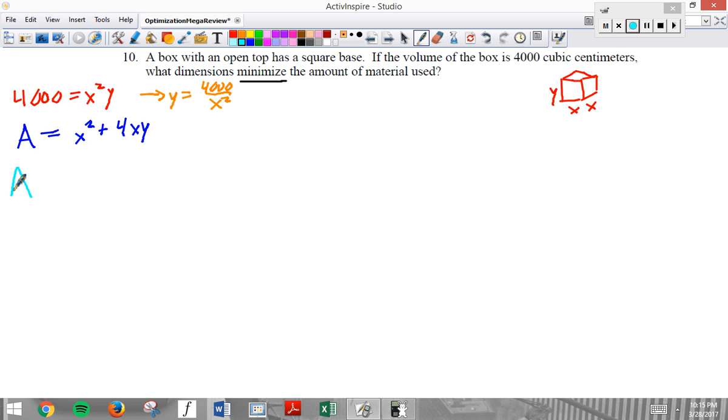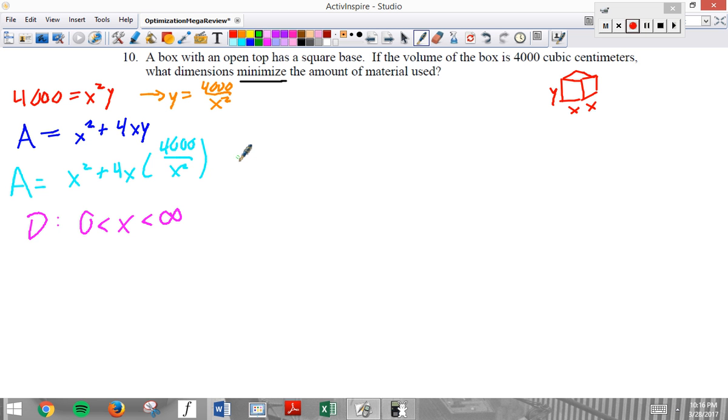So our new improved surface area function: x squared plus 4x times 4,000 over x squared. Domain. X can't be 0 or anything less. It's a real world box. If x got too amped up, no, there's no top. I'm sorry. It can be as big as it wants to. Y will just have to compensate by being as small. Okay?